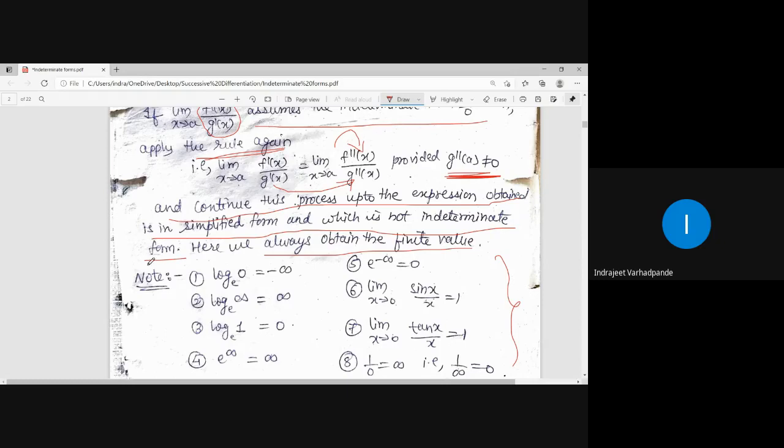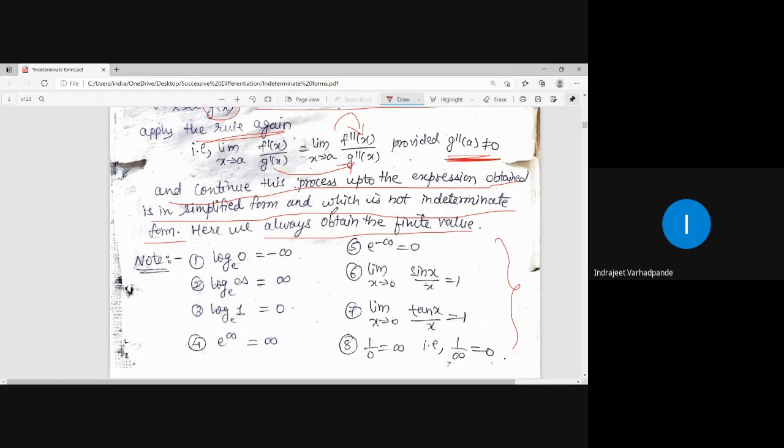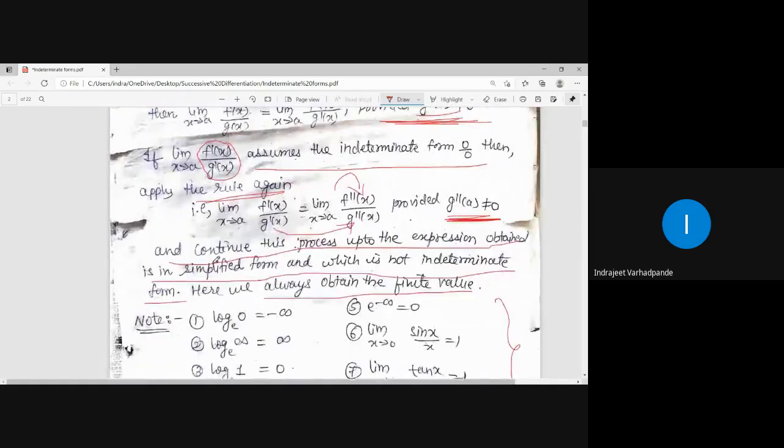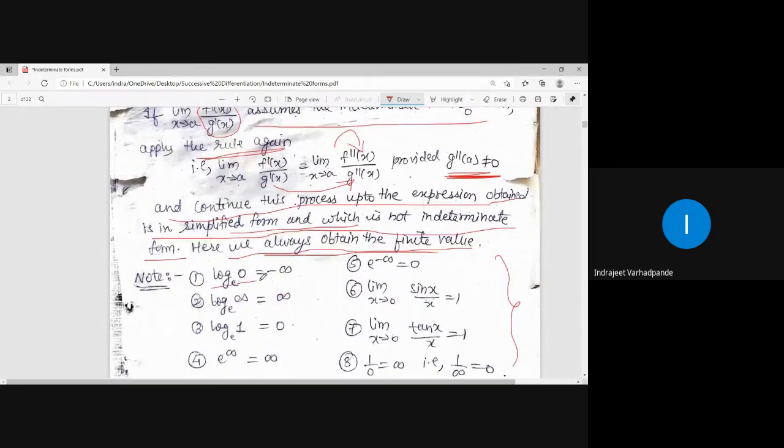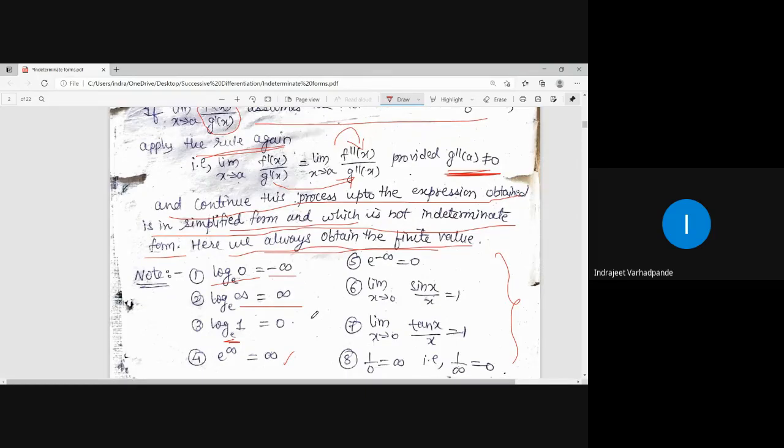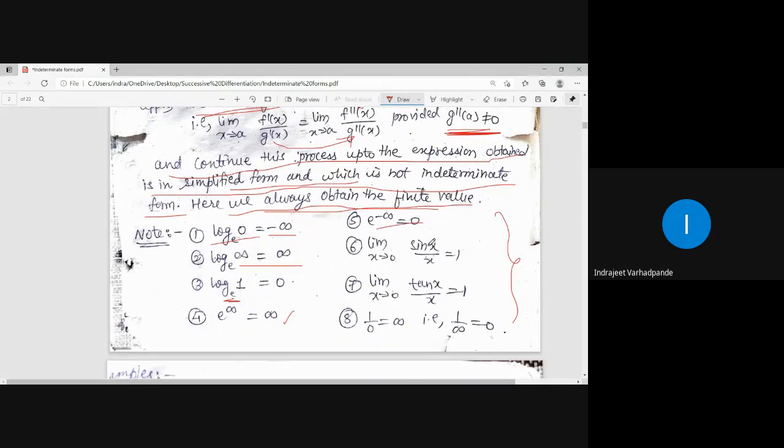So note, continue this process until the expression obtained is in simplified form and is not an indeterminate form. Here we always obtain a finite value. Log 0 is minus infinity, log infinity is infinity. All are natural log. If you see the base over here, base is e. Log 1 is 0. E to the power infinity is infinity. E to the power minus infinity is 0.